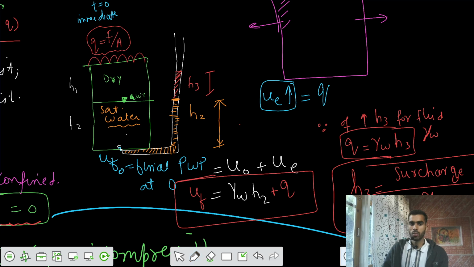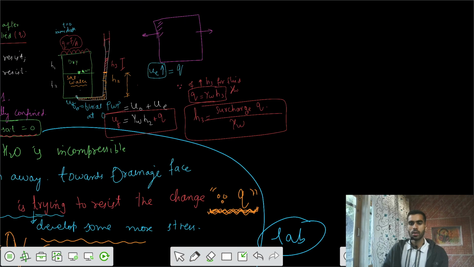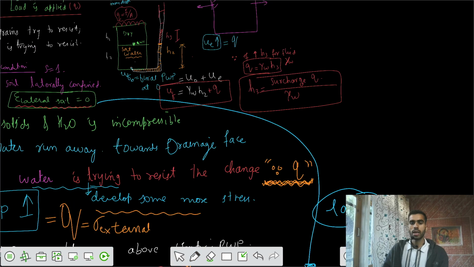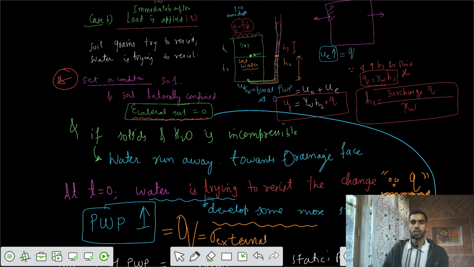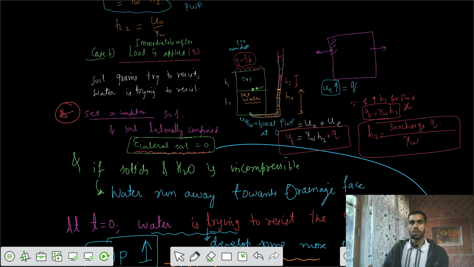So this was very, very important. This h3 can be anywhere. It can be above that level, or somewhere here. It depends on the value of surcharge. So that's your very important conclusion: if we talk about the immediate condition, when the load is applied, we want to know the increase of pore water pressure.